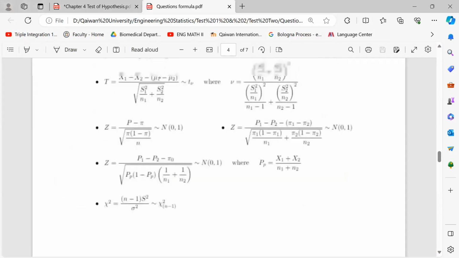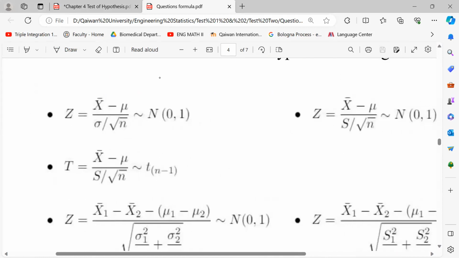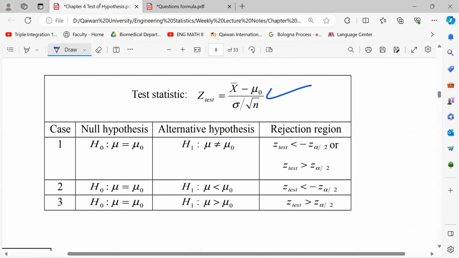These are the formulas. Look, this is Z. Z is given. We say Z is x bar minus mu naught divided by sigma, where sigma is the standard deviation over square root of n. N is the population size. This is the z-test. We have these three cases.